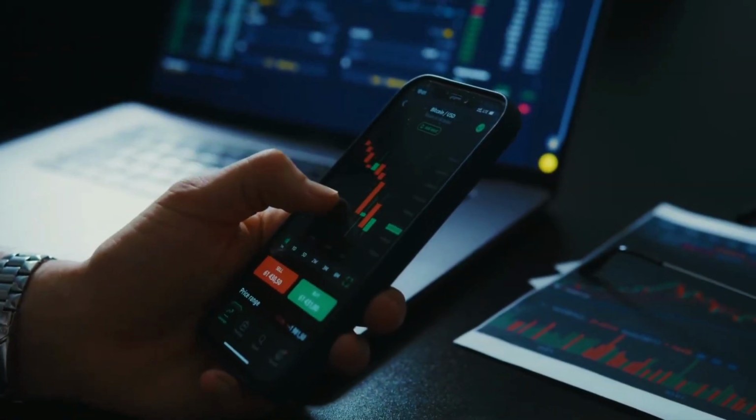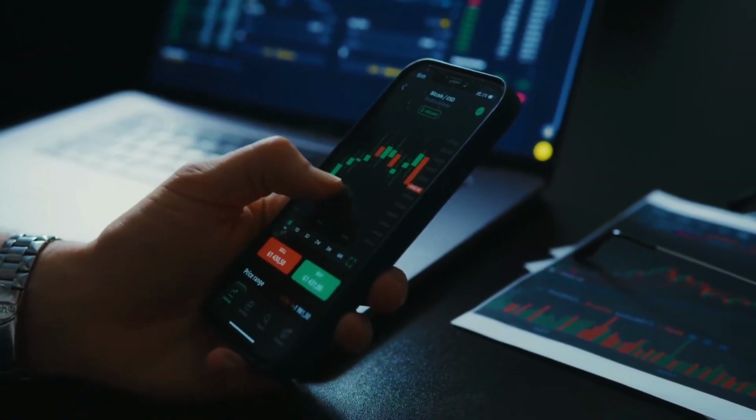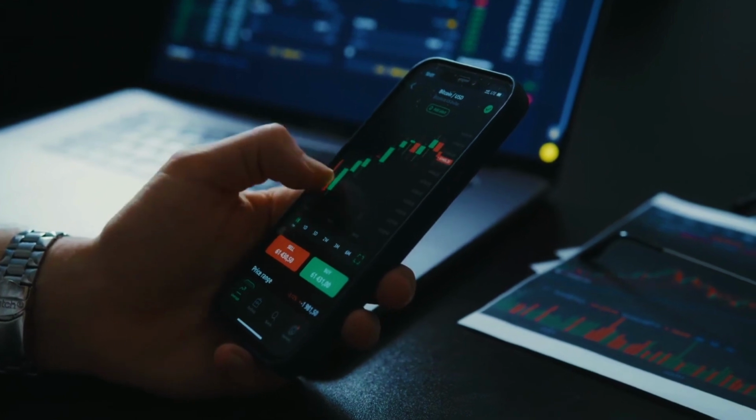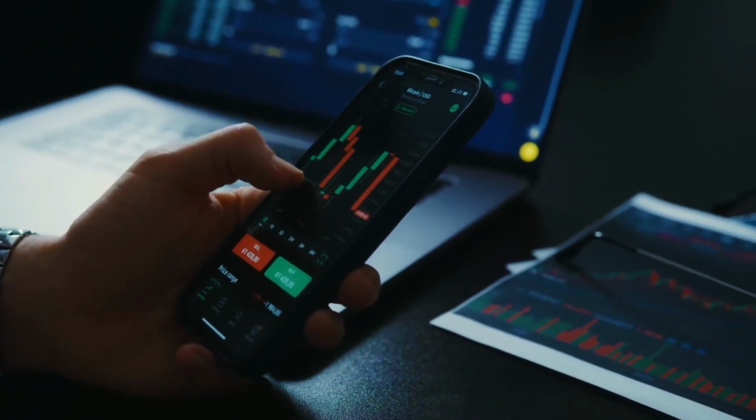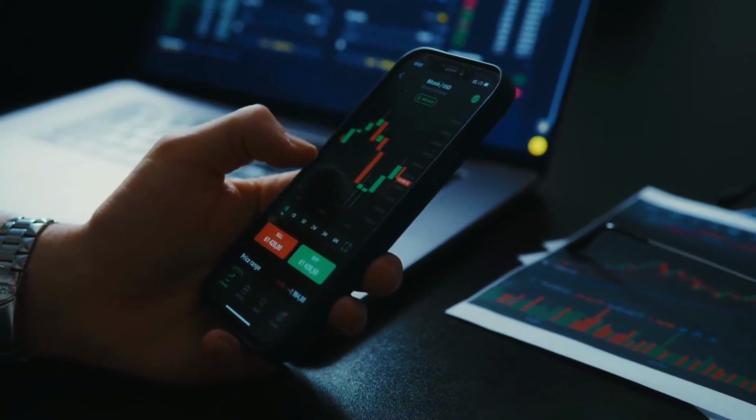Hey there, traders! Ready to take your scalping strategy to the next level and start making consistent profits from market volatility? But let's not be too hasty.